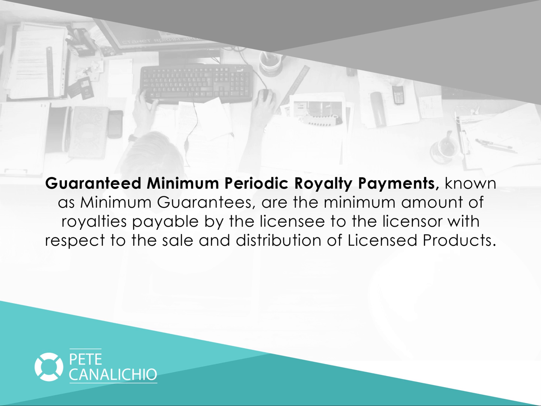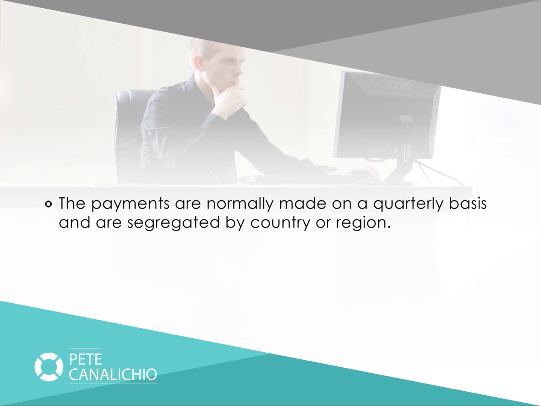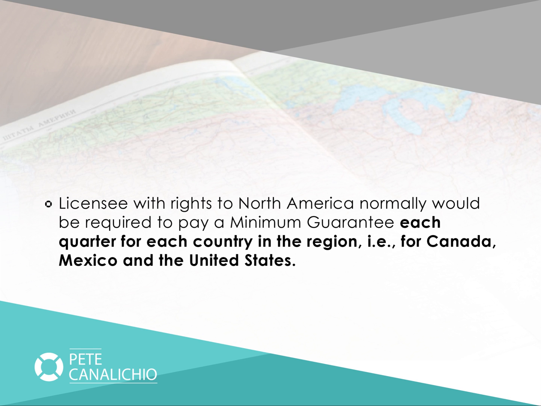Guaranteed minimum periodic royalty payments, known as minimum guarantees, are the minimum amount of royalties payable by the licensee to the licensor with respect to the sale and distribution of licensed products. The payments are normally made on a quarterly basis and are segregated by country or region. As an example, a licensee with rights to North America normally would be required to pay a minimum guarantee each quarter for each country in the region, i.e., for Canada, Mexico, and the United States.